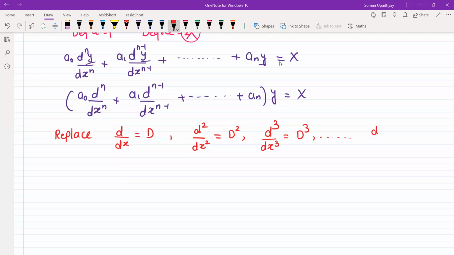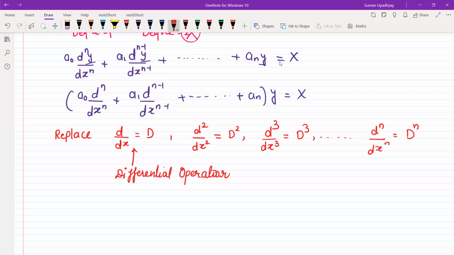And so on, the last term, which is d raised to n upon dx raised to n, ये क्या हो जाएगा? D raised to n. करेक्ट. तो इससे हम कहते हैं, ये जो D है इसे हम कहते हैं डिफरेंशियल ऑपरेटर. क्या कहते हैं इसे? Differential operator. Yes, we call it a differential operator.